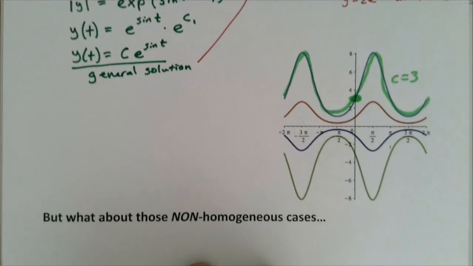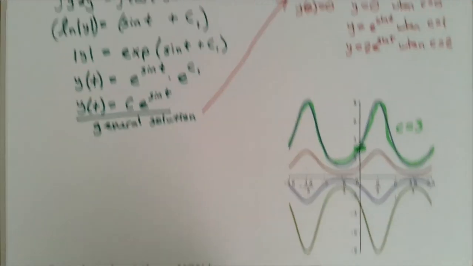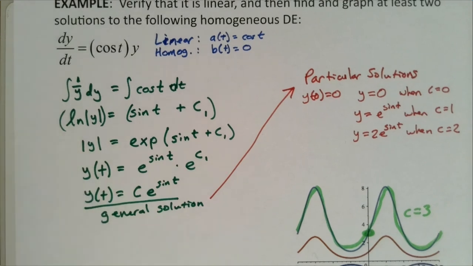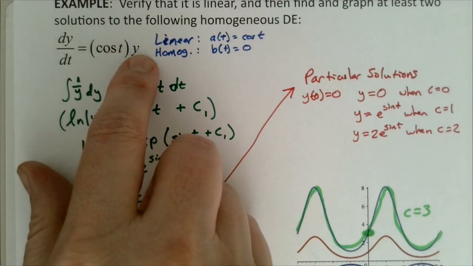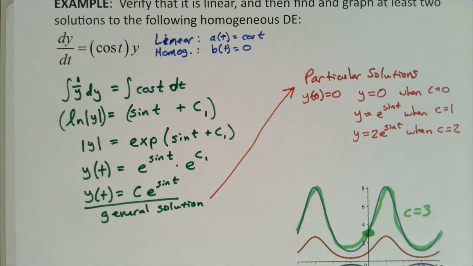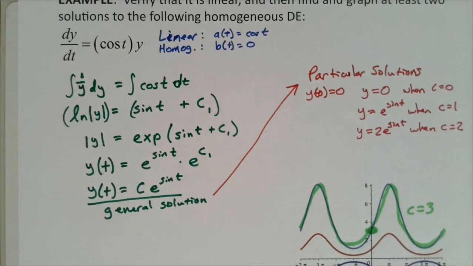But what about those non-homogeneous cases? What happens in the case where we can't do the technique of separation of variables? What happens if this were cosine t plus y plus t? We'd be dead in the water. We wouldn't be able to factor anything out. We wouldn't be able to do that trick of moving the y's to one side and the t's to the other. So what would we do in that case?